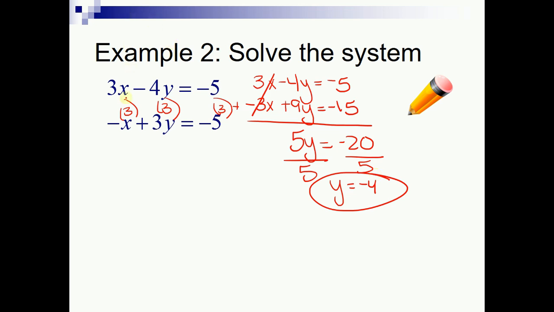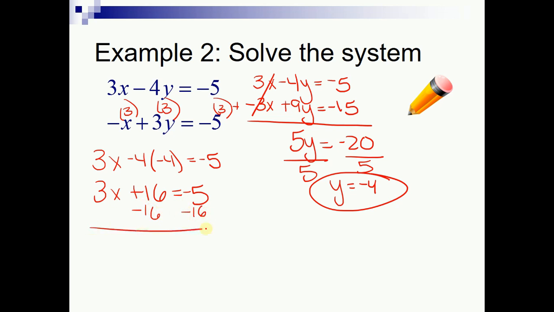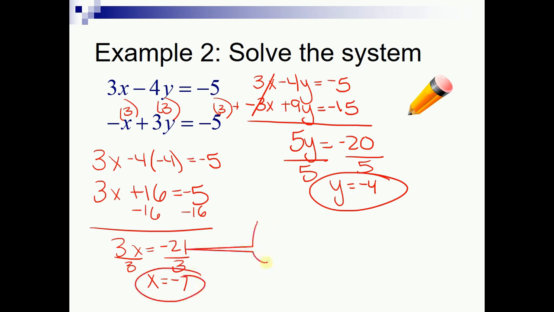Now, plugging it back in, we're going to get 3x minus 4 times negative 4 equals negative 5. 3x plus 16 equals negative 5, it looks like. If I subtract the 16, we'll get negative 21 divided by 3. So x looks like it is negative 7. So my ordered pair, whoops, is negative 7, negative 4.